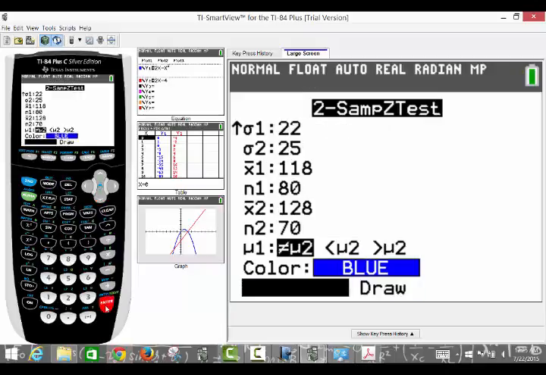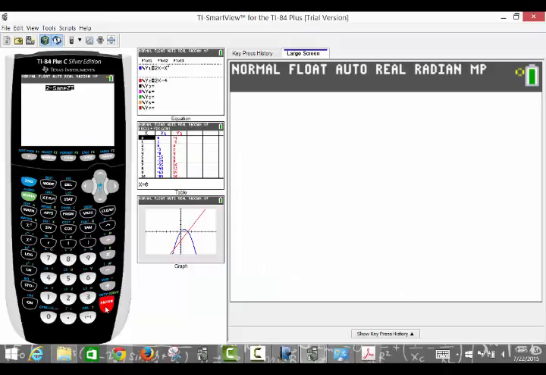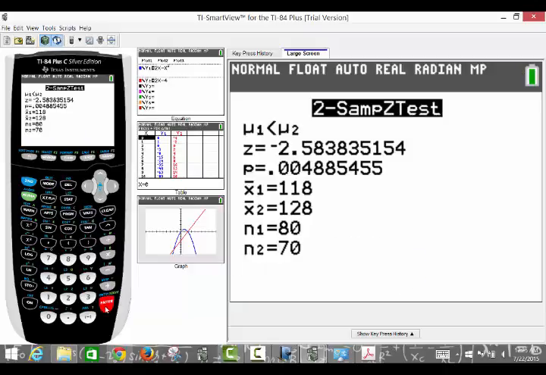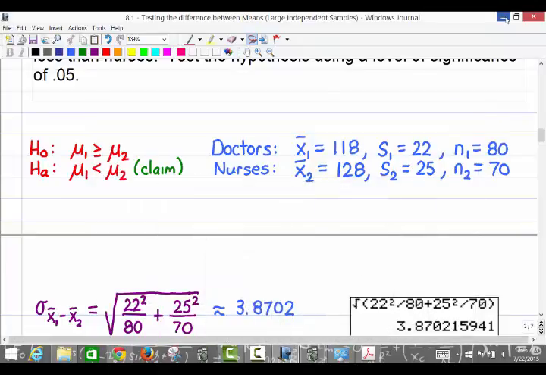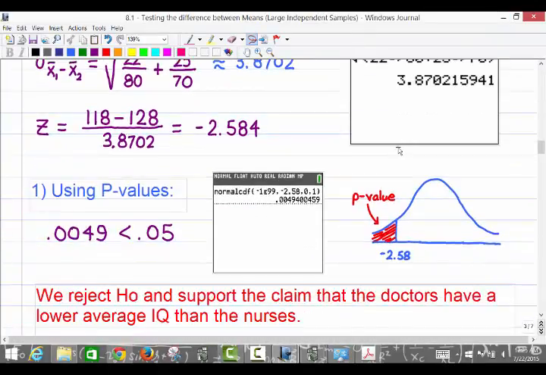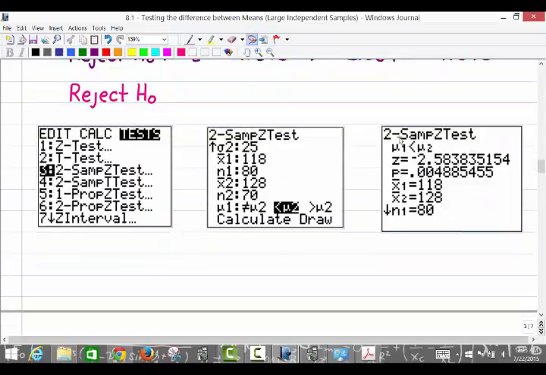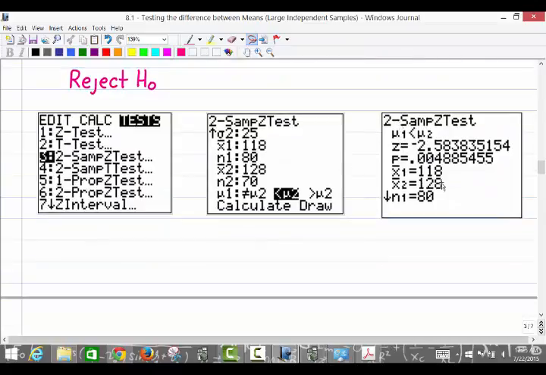A lot of you will have calculators that don't have the bit about the color. Don't care about that. Calculate. Well, there's our test statistic, negative 2.58, which is what we got. And there's the p-value, 0.0049, which we got. All right, so that's terrific. Oh, there it is, on the graphing calculator screen on the right.